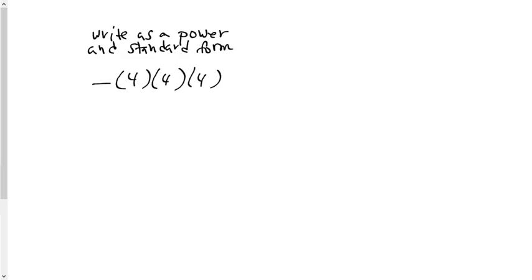Question 2 says, write as a power and in standard form. So as a power, it's the opposite of 4 cubed. So as a power, that's what it looks like. And its value would be 4, 16, 64, negative 64. 1 point for negative 4 cubed, or the opposite of 4 cubed, and 1 point for negative 64.